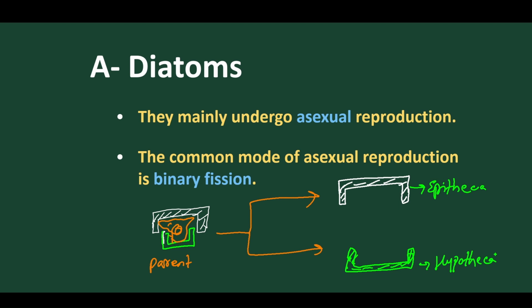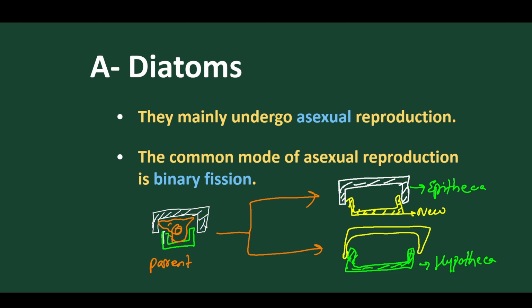Now what happens? A new cell wall is formed in the daughter. If the epitheca is the parent part, then the new one will be hypotheca. So this is the daughter. This is the new one. Similarly, here also the new one.